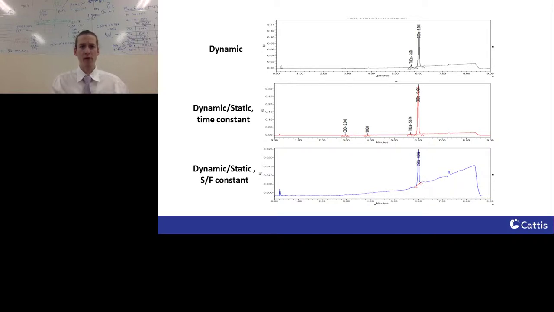And so here are some chromatograms. It wouldn't be a presentation without looking at chromatograms. And so this is the raffinate. And on the top, we have the dynamic run, where we see some acidic cannabinoids left behind. In the middle, we have the dynamic static trial, where we kept the time constant.